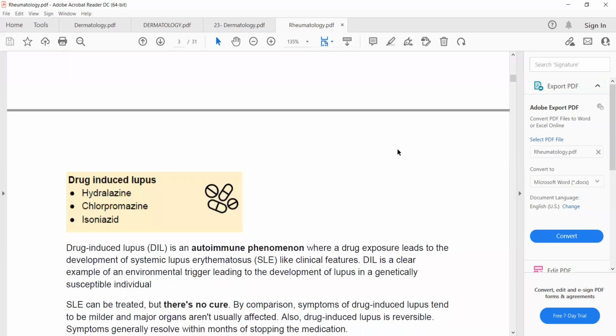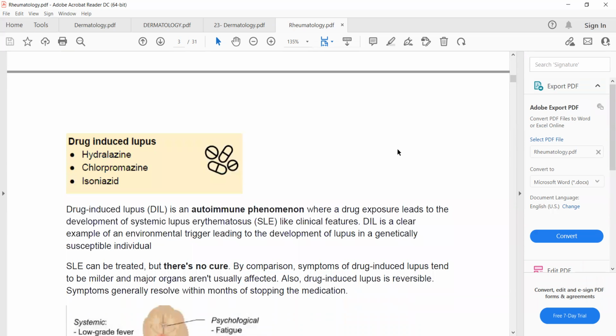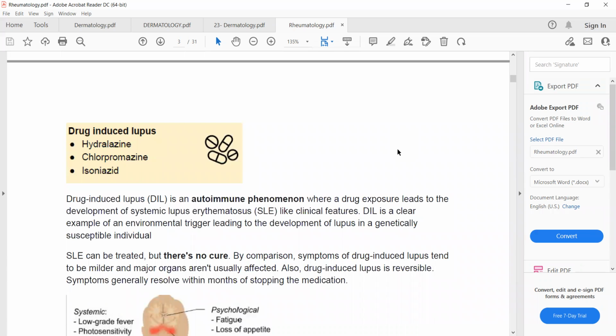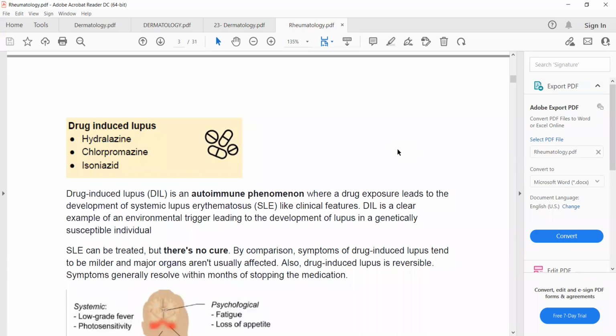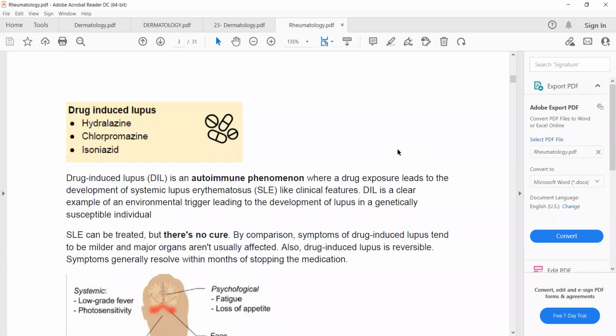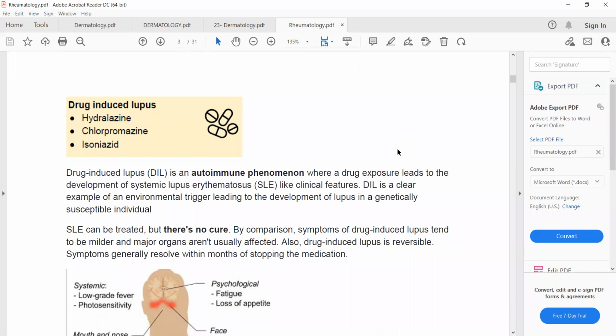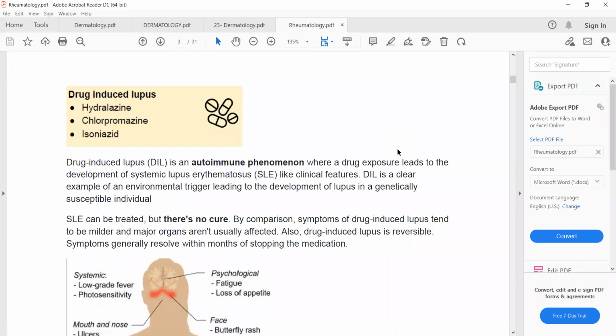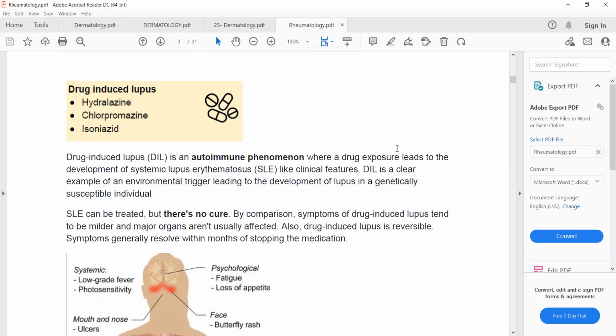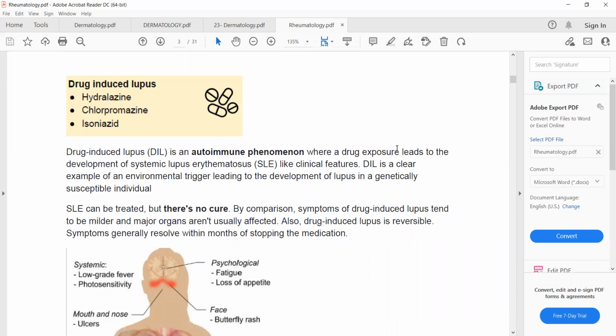Remember that drug-induced lupus is also an autoimmune phenomenon. Drug-induced lupus is less severe and usually reversible. When the drug that is causing these symptoms is discontinued, the symptoms usually reverse after stopping the medication.